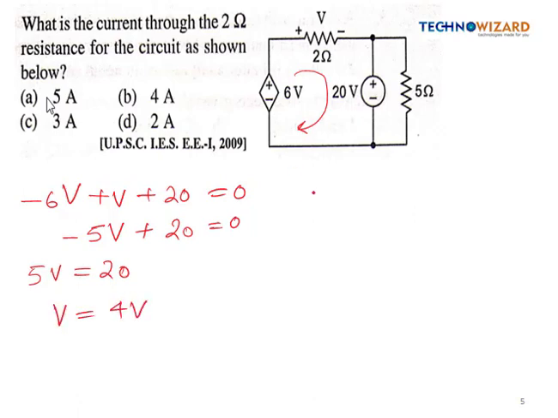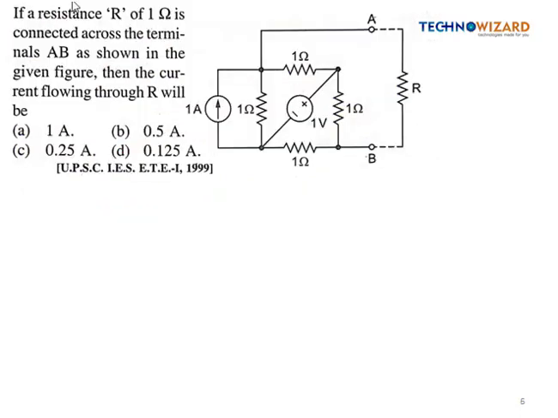Now we have to calculate the current through 2 ohm, which will be equal to V by R. So the value of V we have already calculated, which is 4. The value of resistance is 2, so it is coming as 2 ampere. So the current through 2 ohm is 2 ampere. So let's see the next question.